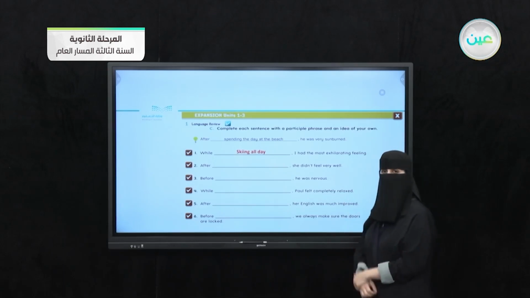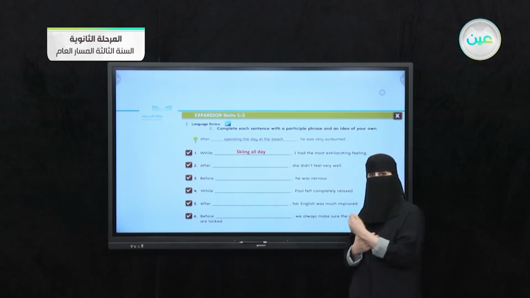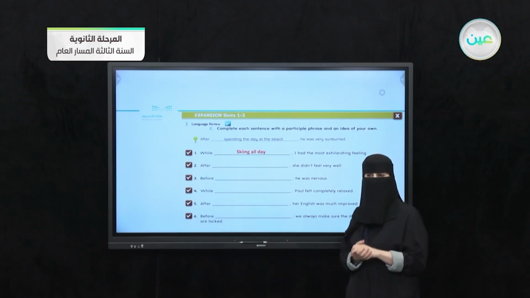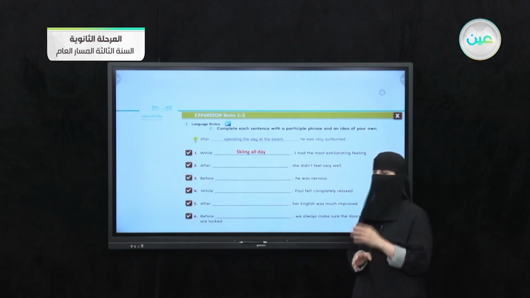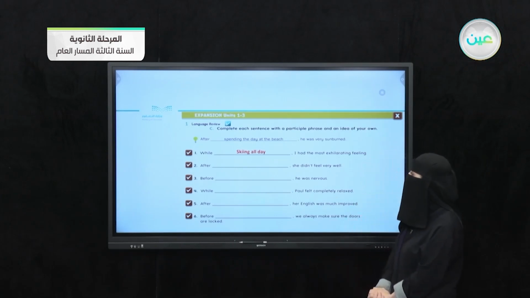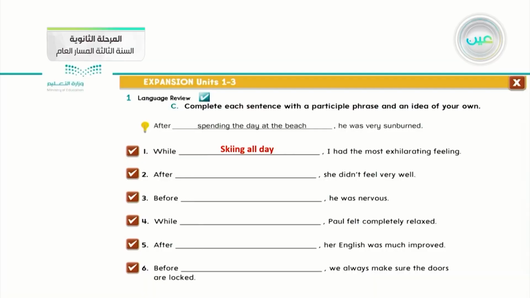If you need more details about this question, you can return to your pupil's book on page 22. They explain how to apply this grammar when you want to reduce the adjective phrases and make it a noun clause. Number 2, after space, she didn't feel very well. So after what? She didn't feel very well.